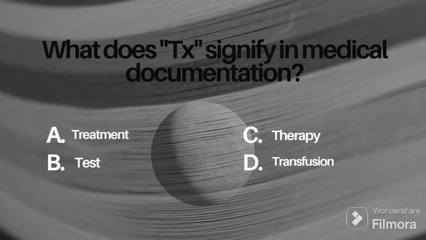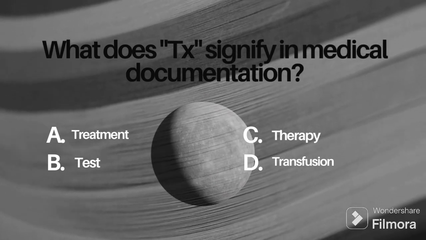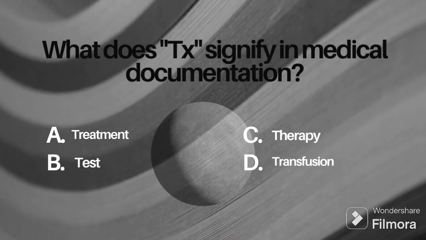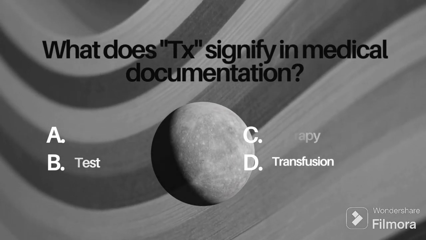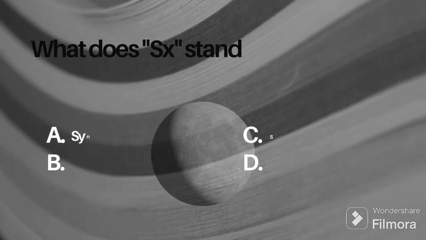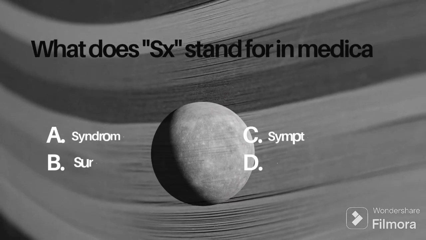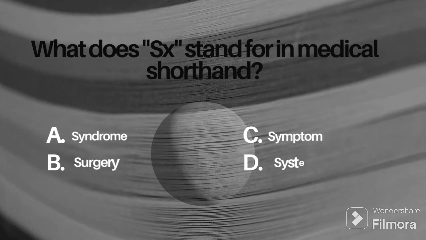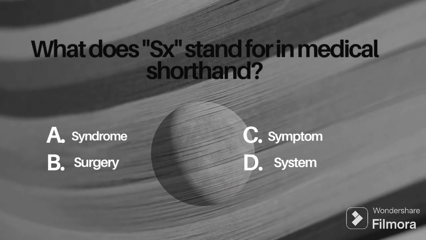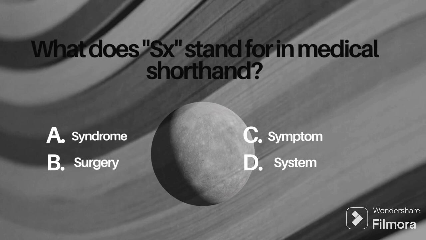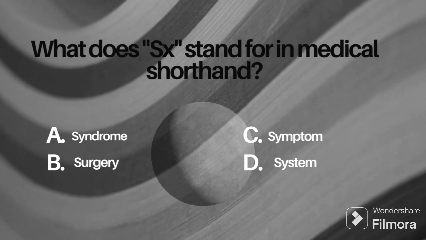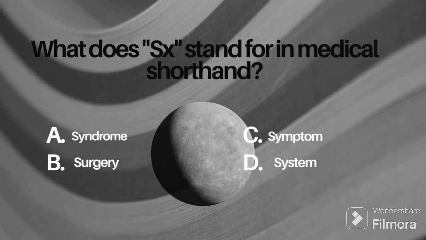Next we'll move on with the seventh question. What does SX stand for in medical shorthand? A is syndrome, B is surgery, C is symptom and D is system. I'll repeat the options again. A is syndrome, B is surgery, C is symptom and D is system.